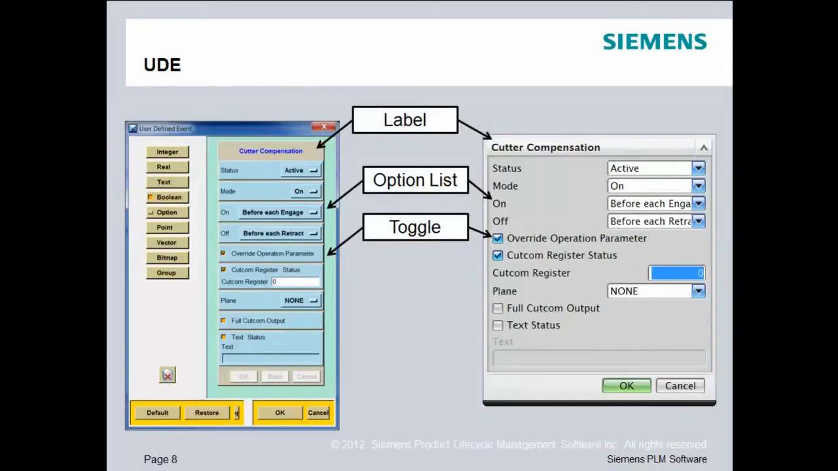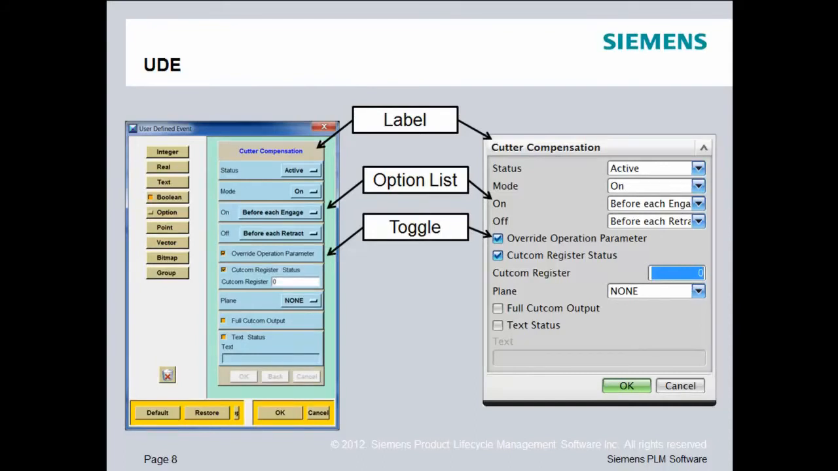Let's examine a user-defined event inside PostBuilder and how it applies to the actual UDE inside of NX. On the left-hand side, we have the user-defined event as you create it inside PostBuilder, and on the right-hand side, you have the actual dialog from NX or CAM Express. You can see that the label applies at the top of each dialog. You can also see the third item down, the option list, becomes an option list inside of NX. There are also toggles that you can turn on or off.